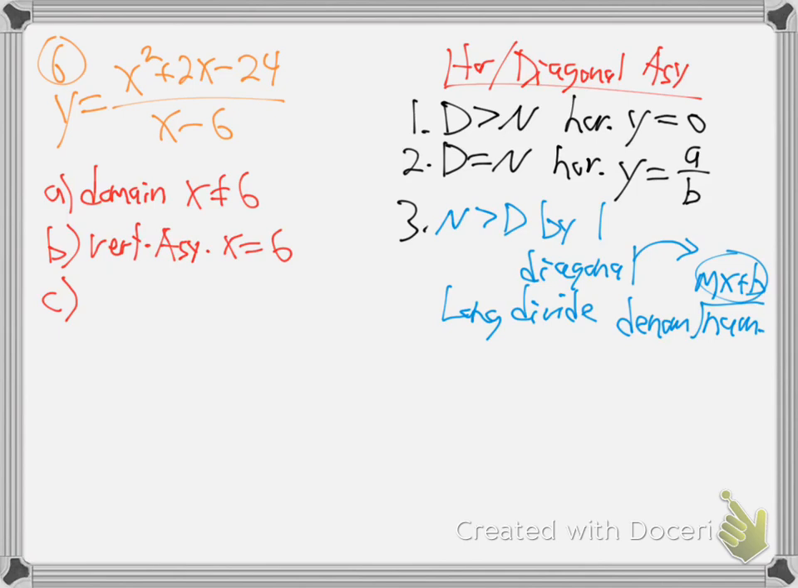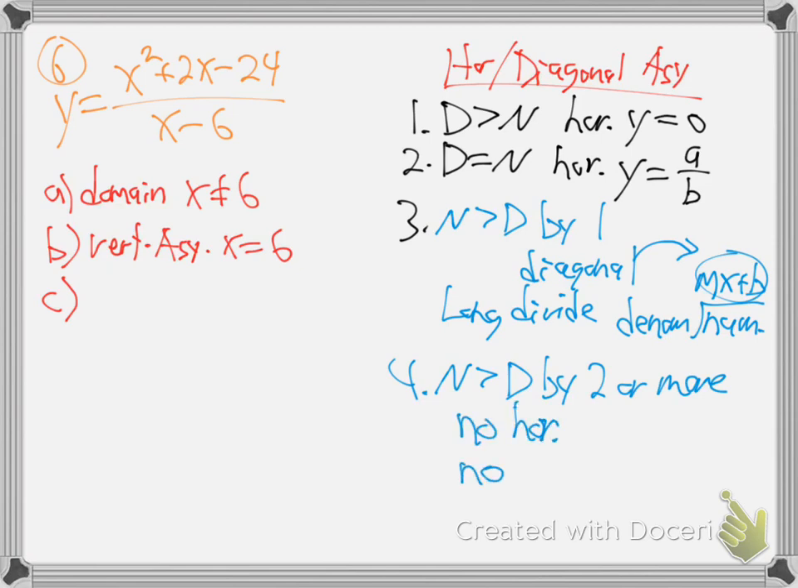And then case 4, if the numerator is bigger than the denominator by 2 or more, then that just means no horizontal, no diagonal, because it actually heads off in a curved fashion. No horizontal, no diagonal, what they call oblique. All right, so there's the rules, which we've seen the reason.